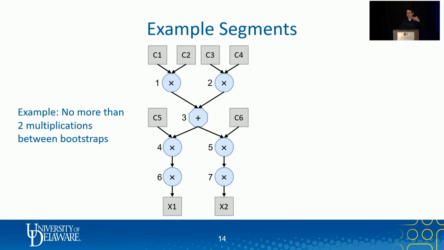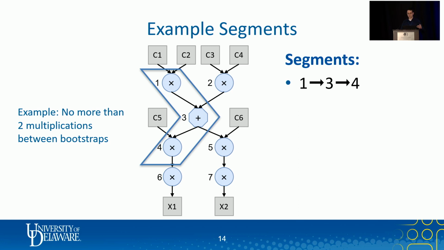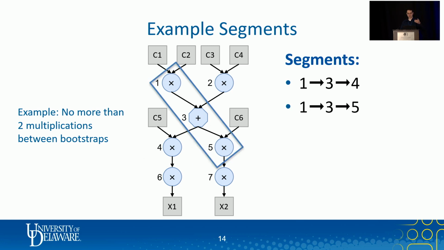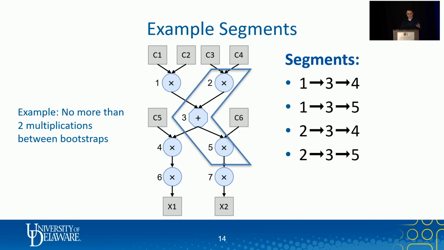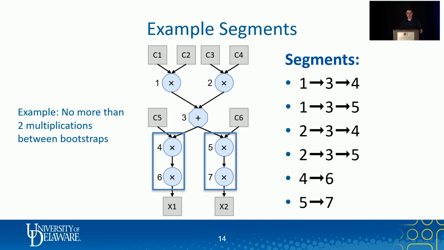So we can go back to our example task graph. Again, we're going to assume no more than two multiplications can occur between bootstrapping operations. And if we analyze the graph, we'll find all the bootstrap segments. So here's one because it has two multiplication operations on it. Same here. We have these four that all have two multiplication operations, as well as these two.